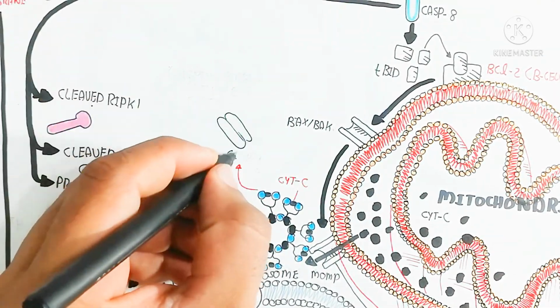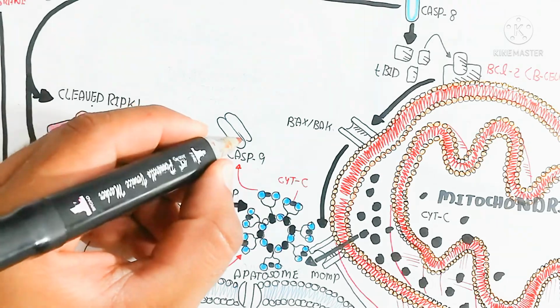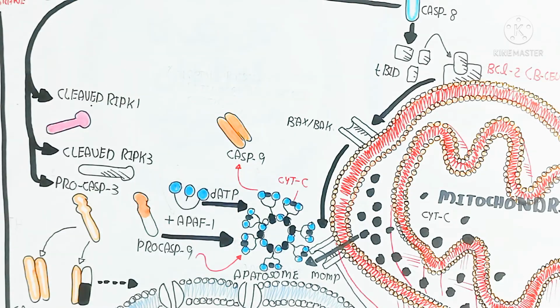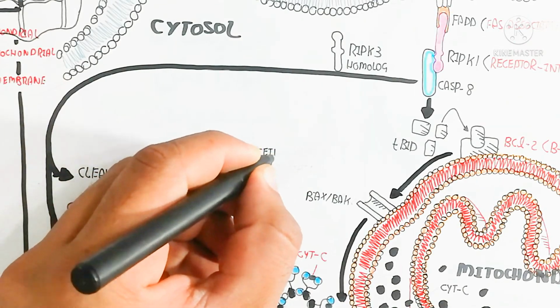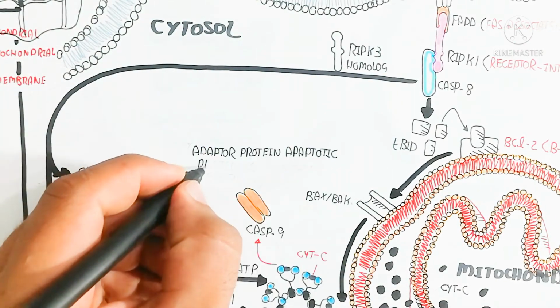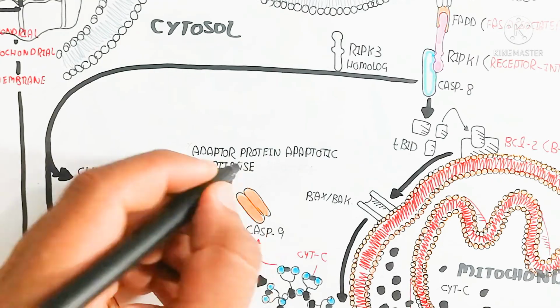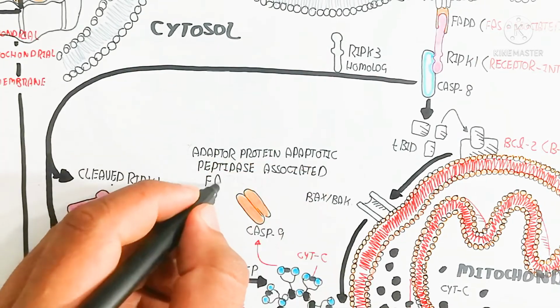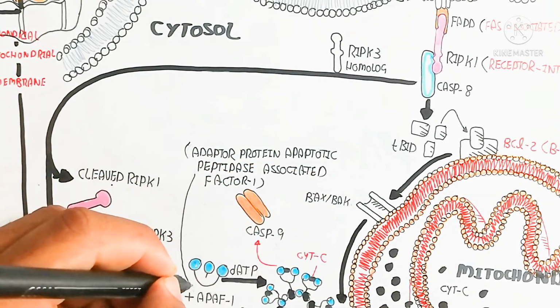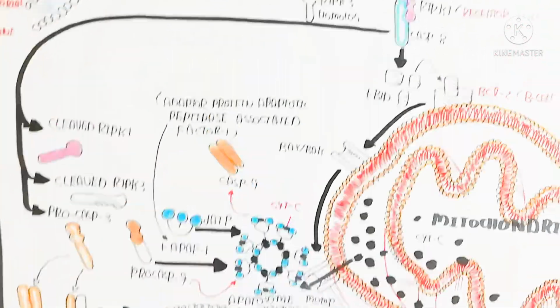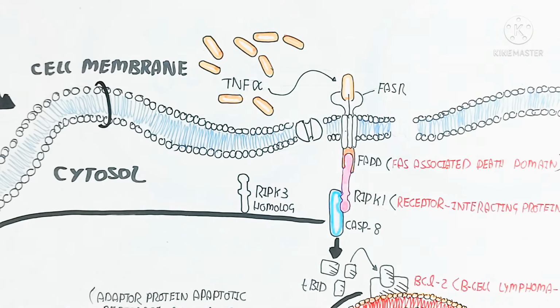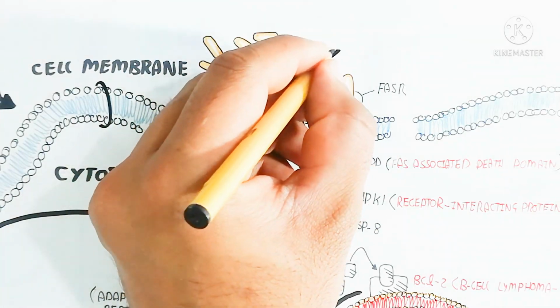This apoptosome triggers the caspase 9 activation. After this, due to the cleavage of procaspase 9, caspase 9 is formed. This caspase 9 is further cleaved, and in this way the apoptosis will occur. So APAF1 is the adapter protein, apoptotic peptidase activating factor 1.